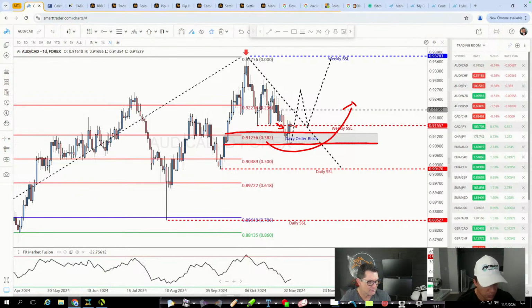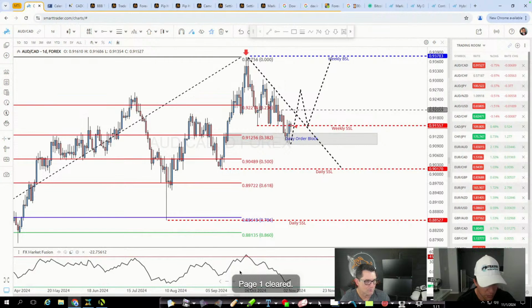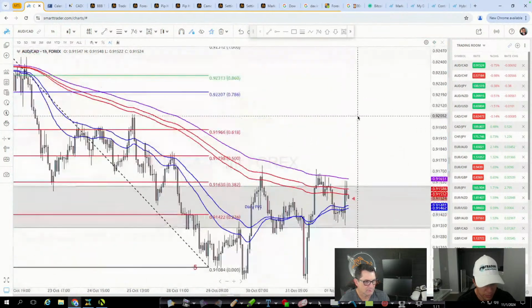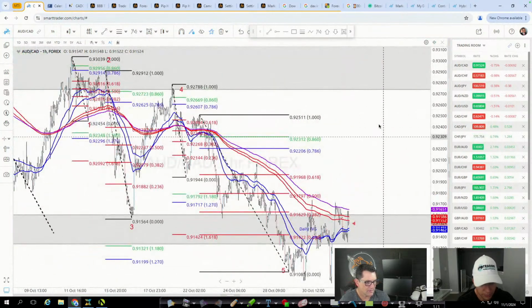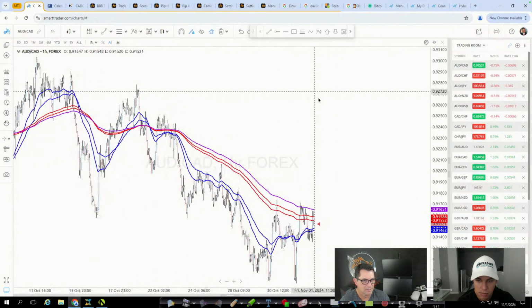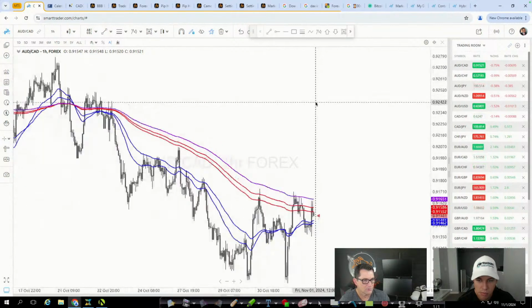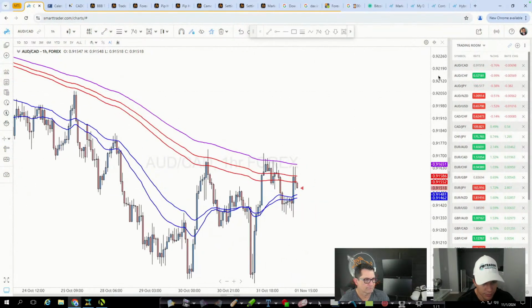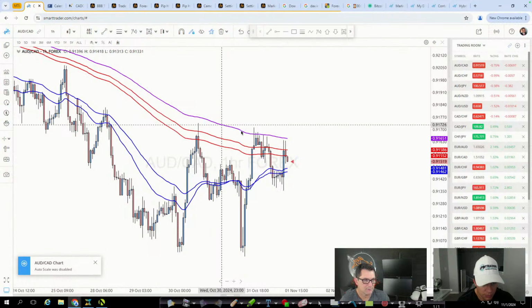But let me see here if I'm maybe getting this one wrong. I'm going to go down to the lower time frame. Here's the 1 hour. And there it is. Actually, let me completely clean my charts up here and do some housekeeping. Traders, where's the 200 EMA? The 200 EMA is sitting over here.